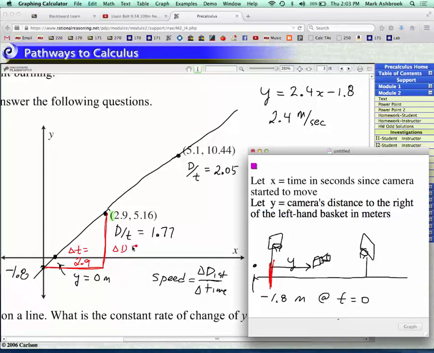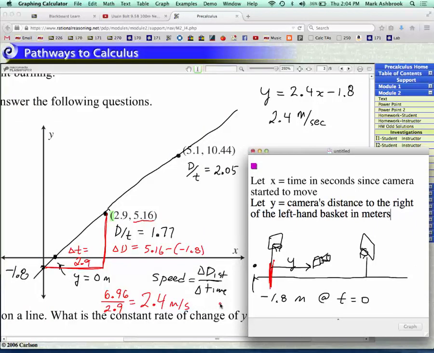Right. So the change in distance is, we could say, final distance minus initial distance. Or you could think of adding the 1.8 to the left to the 5.16 to the right. But if we're just blindly following the formula, it works too. You can think of it that way, or like she said: it covered 5.16 to the right, and it covered 1.8 to the left. So now you get 6.96. If we divide that by 2.9, we get it.